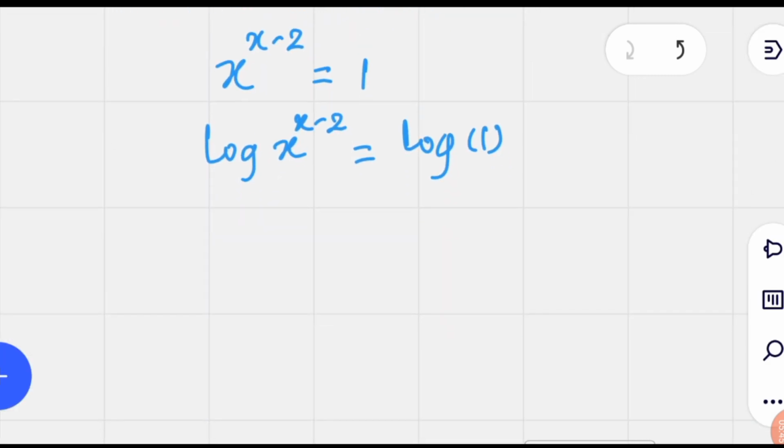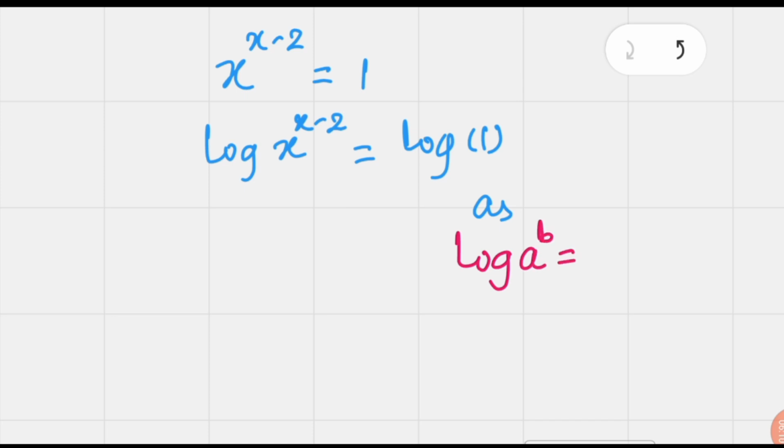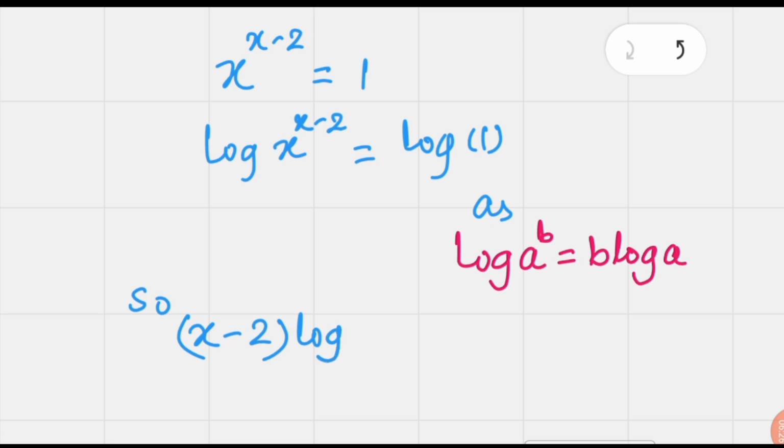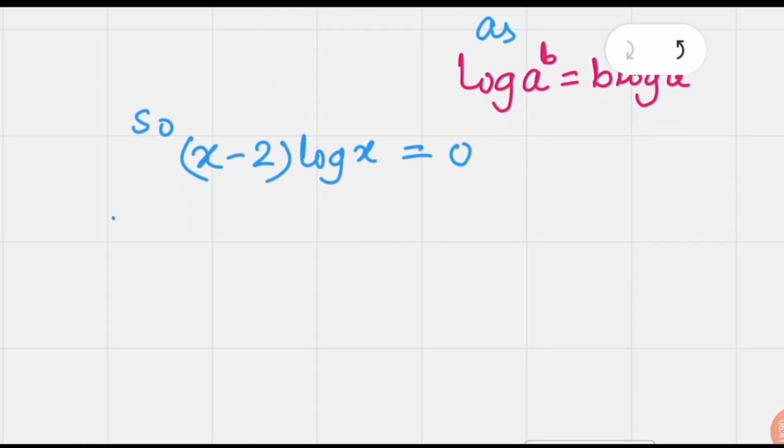Since we know among the properties of logarithm that log of a to the exponent b is equal to b times log of a, utilizing this property in the equation, we find that x minus 2 times log of x is equal to 0, because log of 1 is equal to 0. Since the product on the left is equal to 0, either of the factors must be 0. So either x minus 2 is equal to 0 or log of x equals 0.